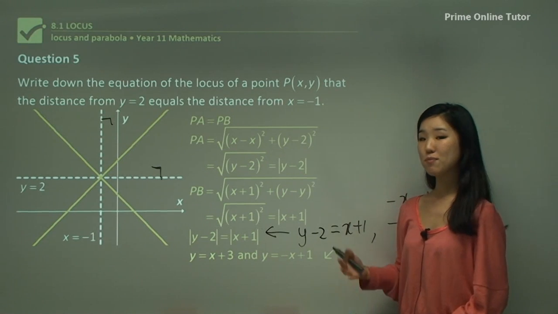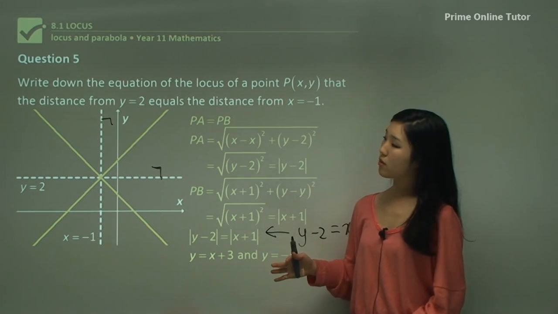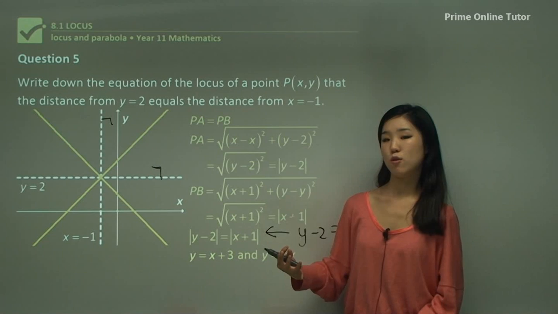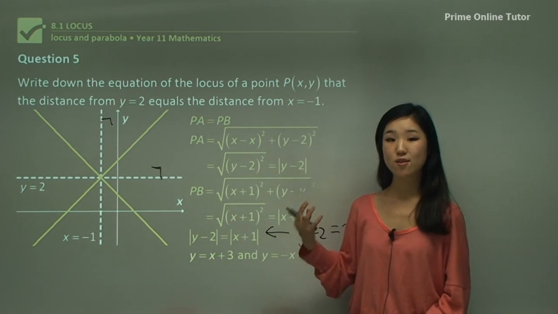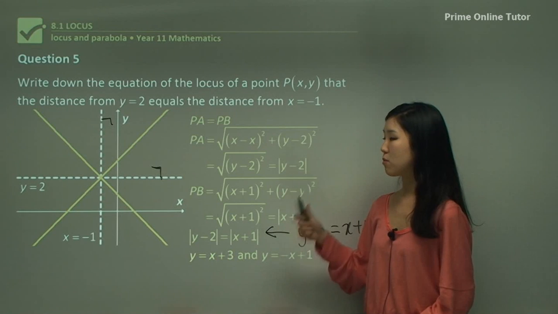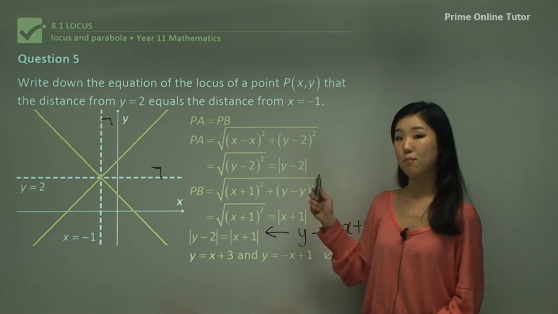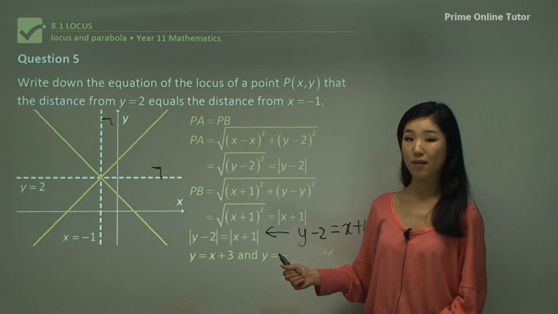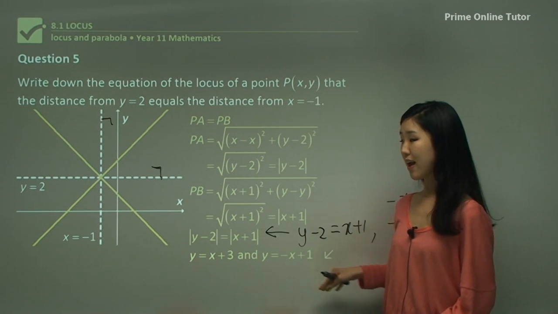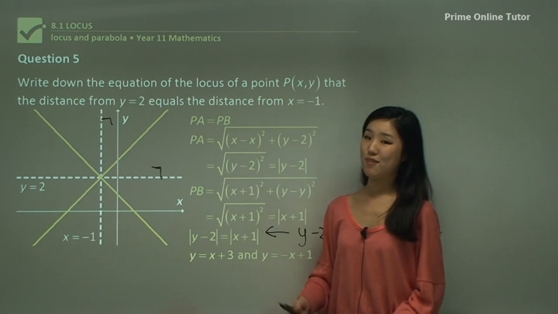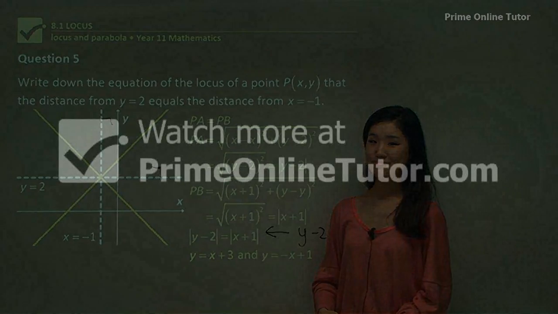And that's it. That was basically locus, guys. With these locus questions, always look at the condition or characteristics they provide to you, and then use it. And make sure with distance, always apply your absolute bars. That's a very, very important thing as well. Otherwise you won't end up with the two answers that we need. So just be careful. That was question 5.